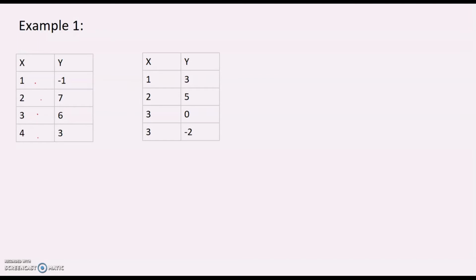However, as we look at the next table, we can see that the x value 3 appears 2 times. This means that it has two corresponding y values, which are 0 and -2. Based on this, we can determine that this relation is not a function.